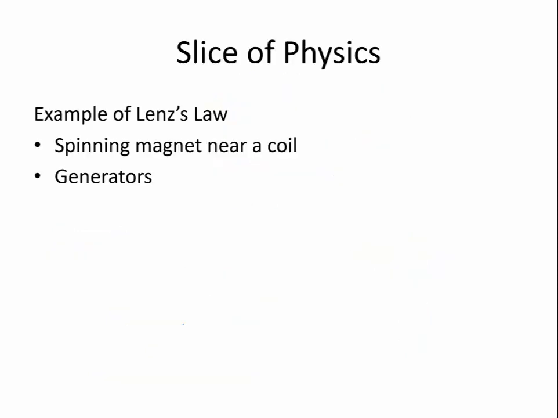So in this slice of physics, we took another example of Lenz's law to decipher that one simple statement and figure out how to use it in practical cases. We took the example of a spinning magnet near a coil, and then we used that to set up the explanation for how every generator in our world works.